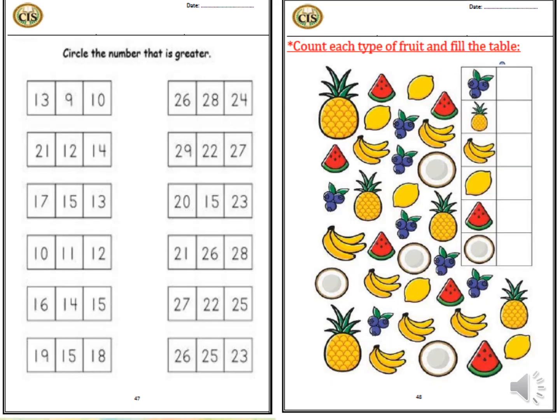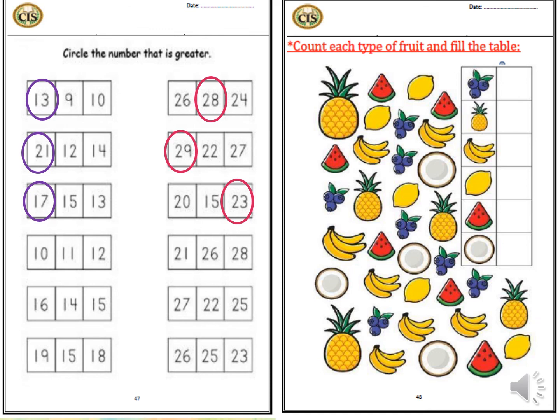Booklet page number 47. Circle the number that is greater. Let's start. We have here 13, 9, 10. So 13 is greater. 26, 28, 24. So 28 is greater. 21, 12, 14. So 21 is greater. 29, 22, 27. So 29 is greater. Here, 17, 15, 13. Is 15 greater? No, 17 is greater. Okay, 20, 15, 23. So 23 is greater.